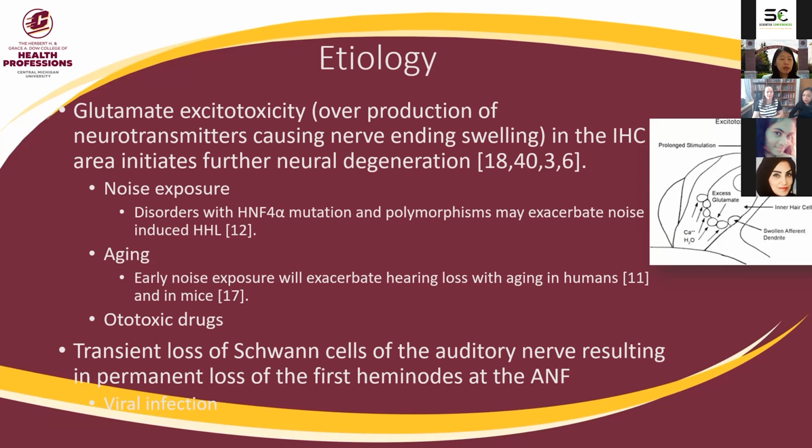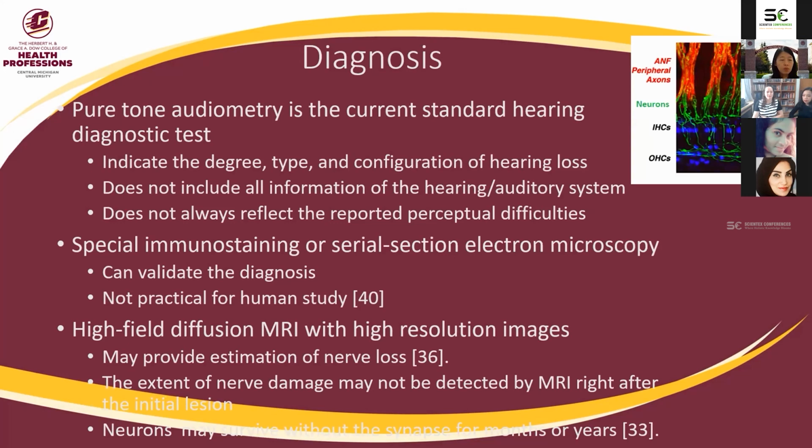It is found that the common causes of hidden hearing loss are noise, aging, and other toxic drugs. They will affect the synapse first, causing overproduction of neurotransmitters, leading to hidden hearing loss. Also, the combination of different factors will make it worse. And viral infection can cause hidden hearing loss as well. It is hidden from the pure-tone audiometry.